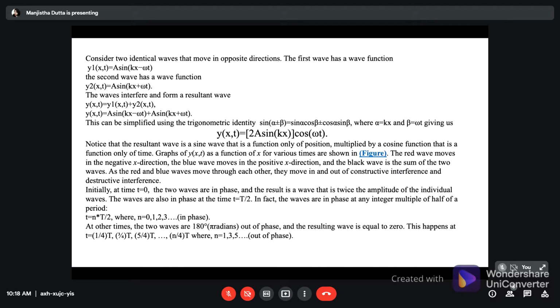The calculation over here is the same as we have discussed so far. y1 equal to a sin(kx minus omega t), y2 equal to a sin(kx plus omega t). We add them up and apply the trigonometric formula, and we get this formula in bold letters over here. As you can see, the bracketed term represents the amplitude, which is the space dependent part, and this other part is the oscillation part, the cos omega t part.